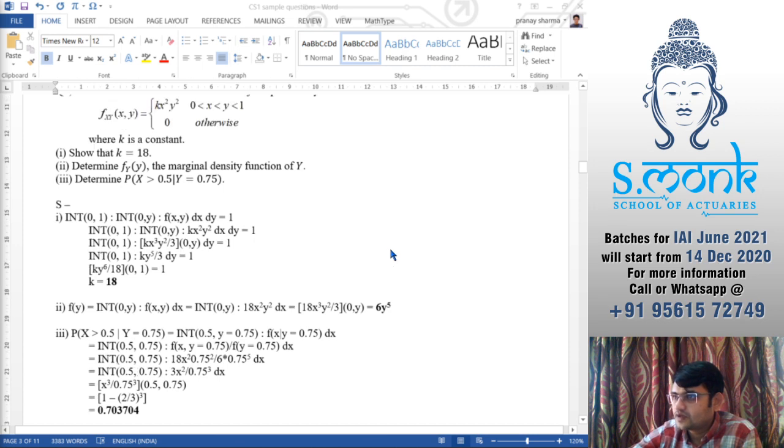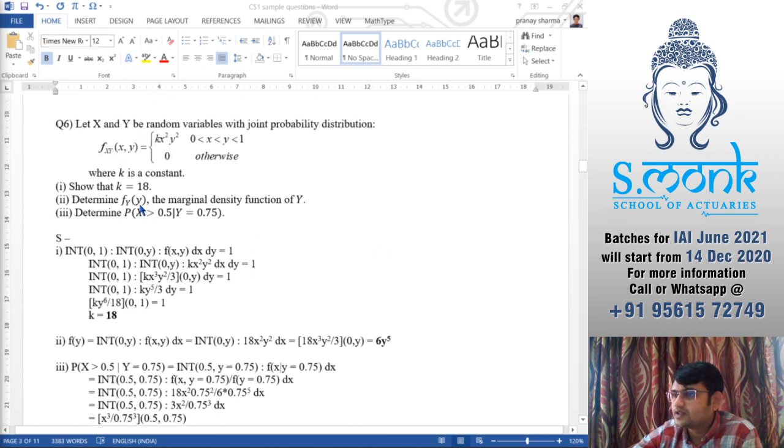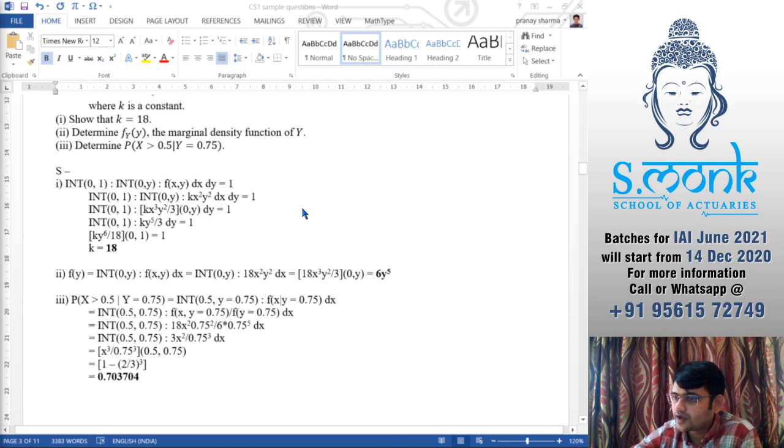Then they are asking us to determine f of y, the marginal density function of y. For the marginal density function we will integrate over all values of x. So x going from 0 to y, f of x y dx. That gives you this.